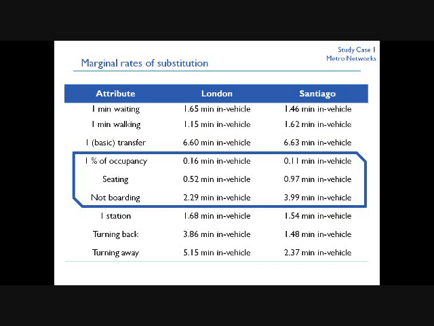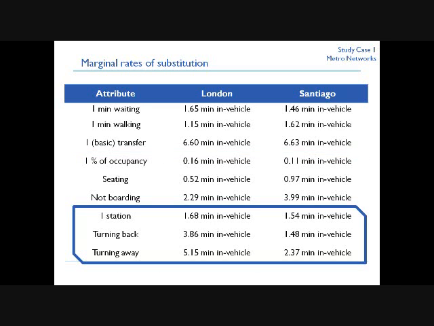If we analyze the occupancy variables, we can see that in London, occupancy is valued much more. Traveling in crowded trains is avoided by Londoners more than by people in Santiago. But in Santiago, people care more about getting a seat or not being able to board. They have higher valuations than in London.